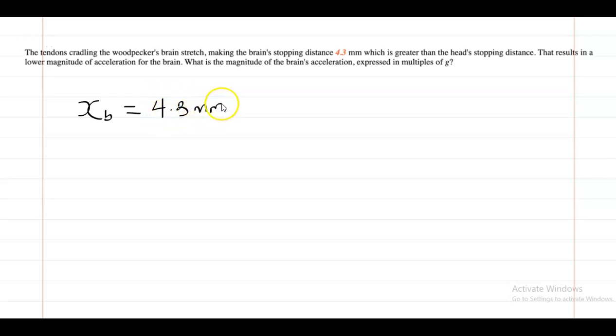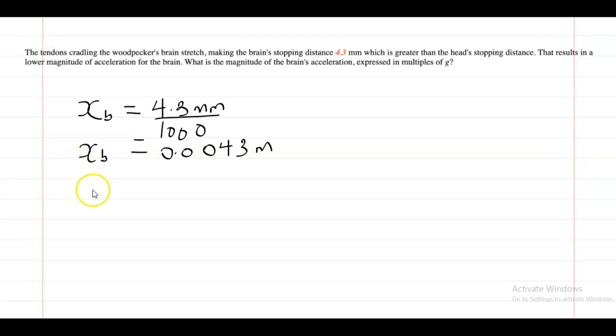Of course, since we're dealing with meter, we need to express it as meter. So 4.3 millimeter divided by 1000, we have about 0.0043 meter. So the woodpecker's brain traveled this distance.